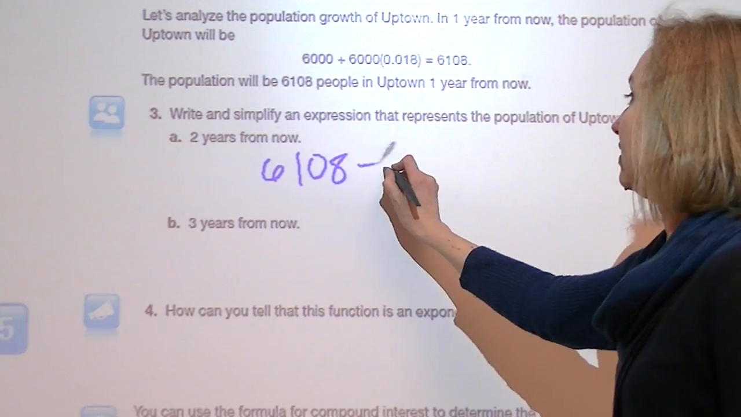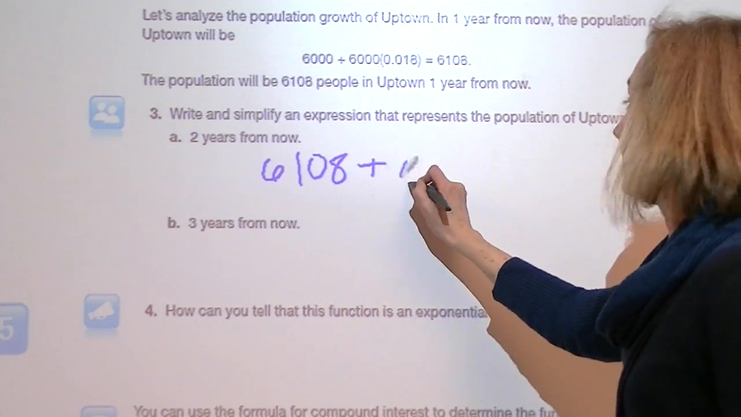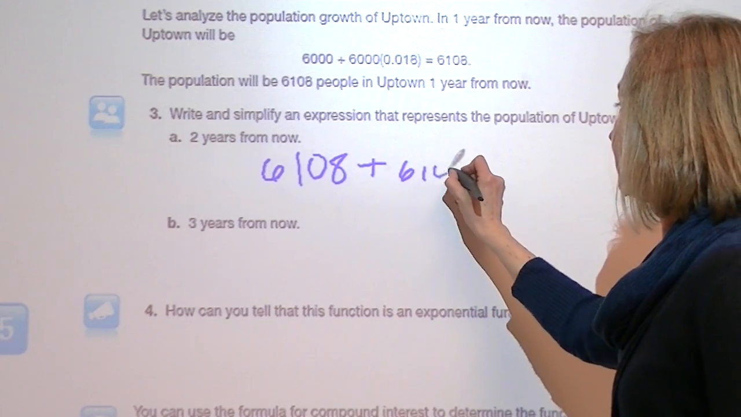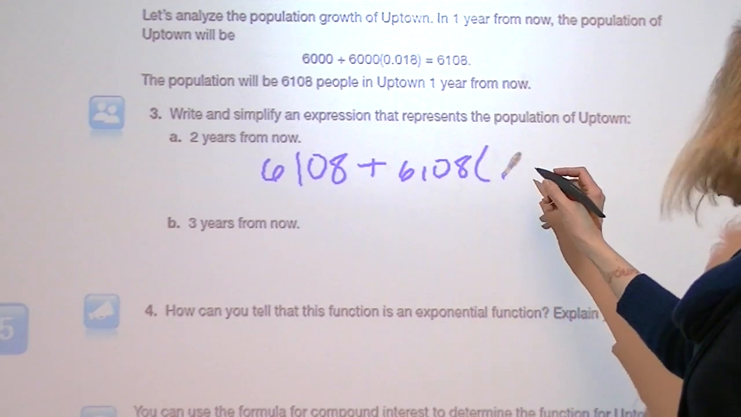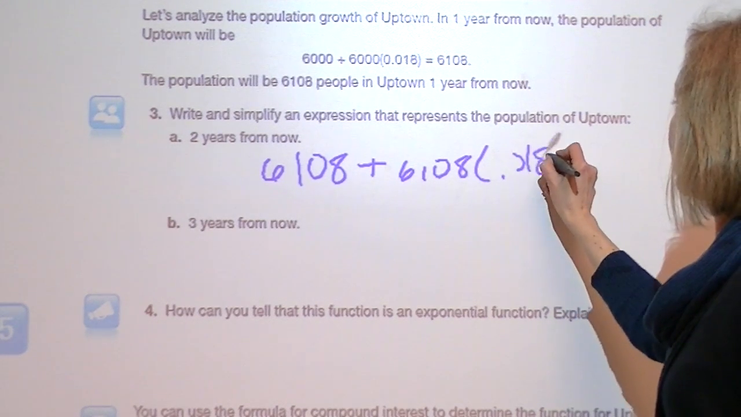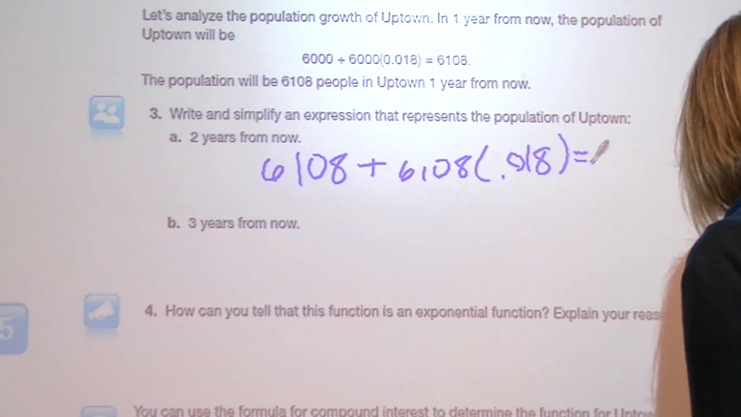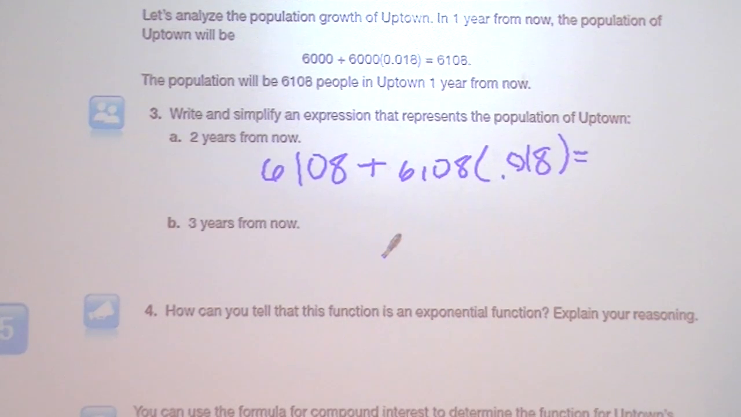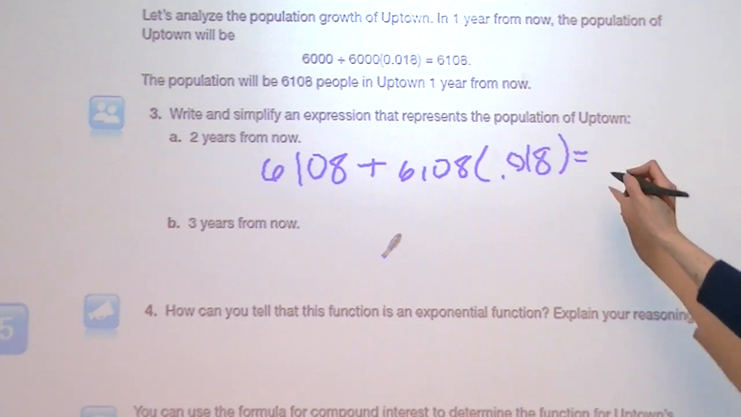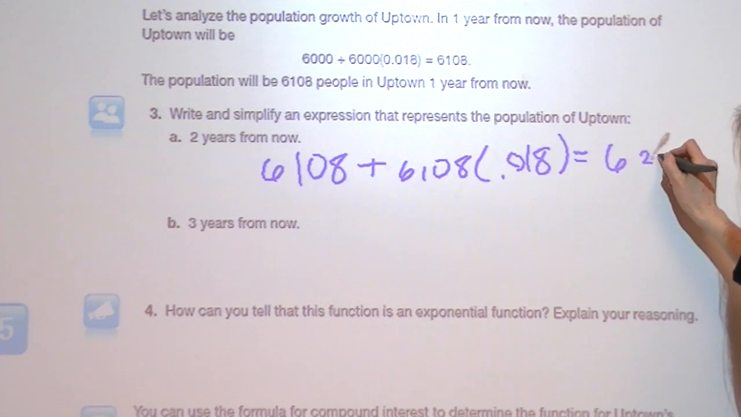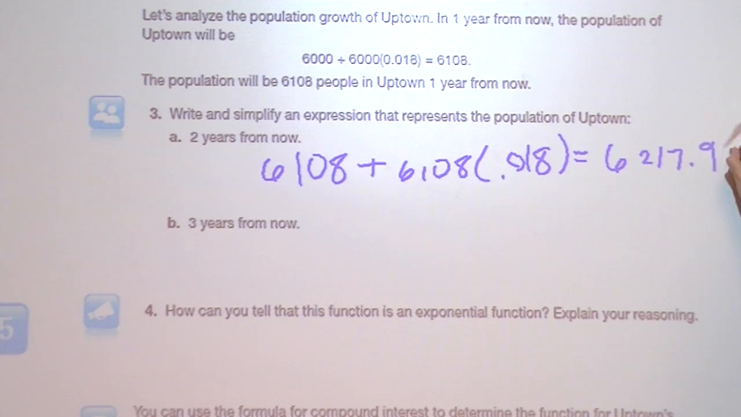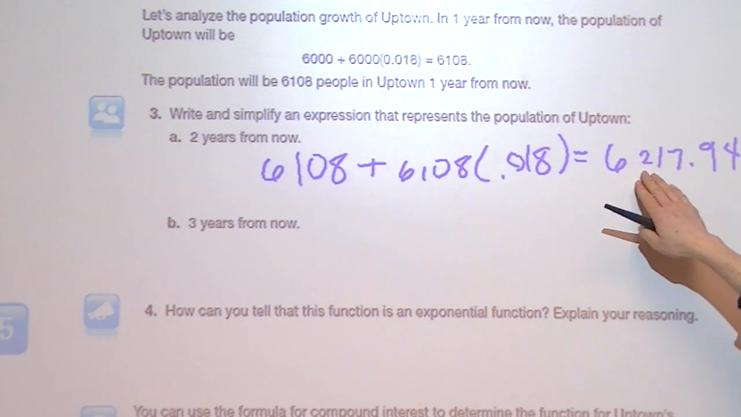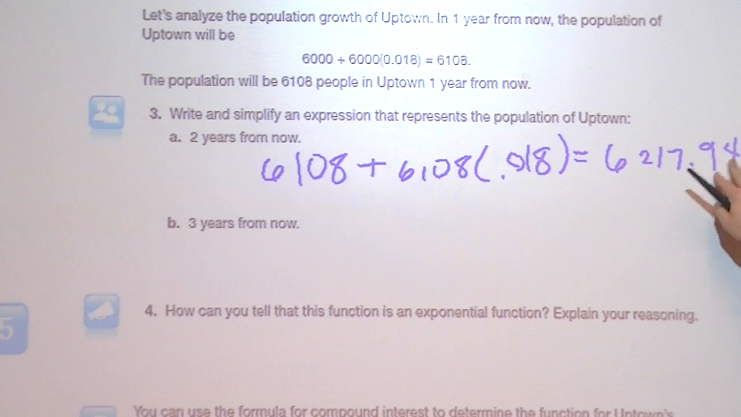So if they want to know what the population will be in 2 years, you'll take the population currently in year 1, multiply that by the rate of growth again. And if you add that to the population after 1 year, you should get 6,217.944. The 944 isn't very meaningful, so let's just round it off.